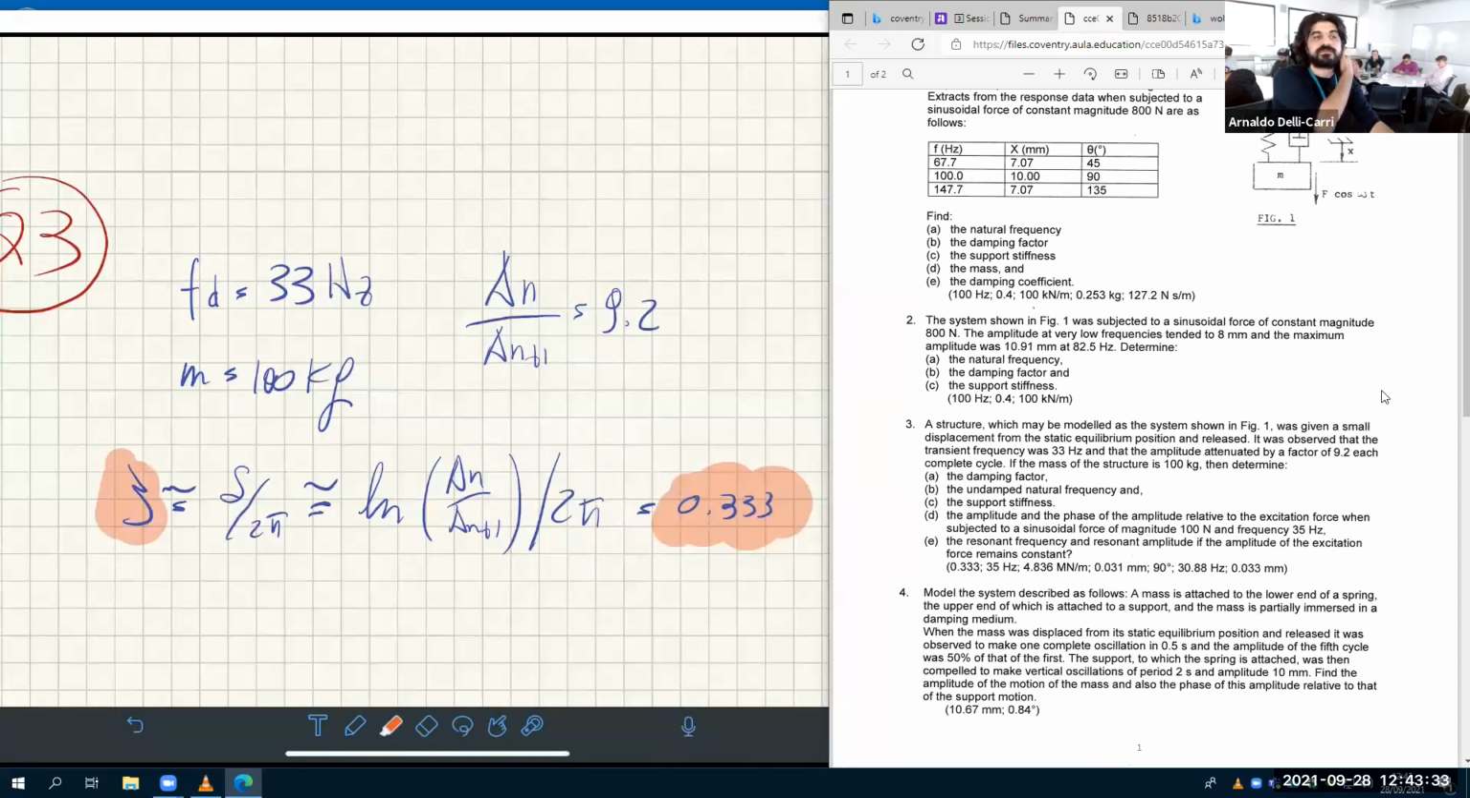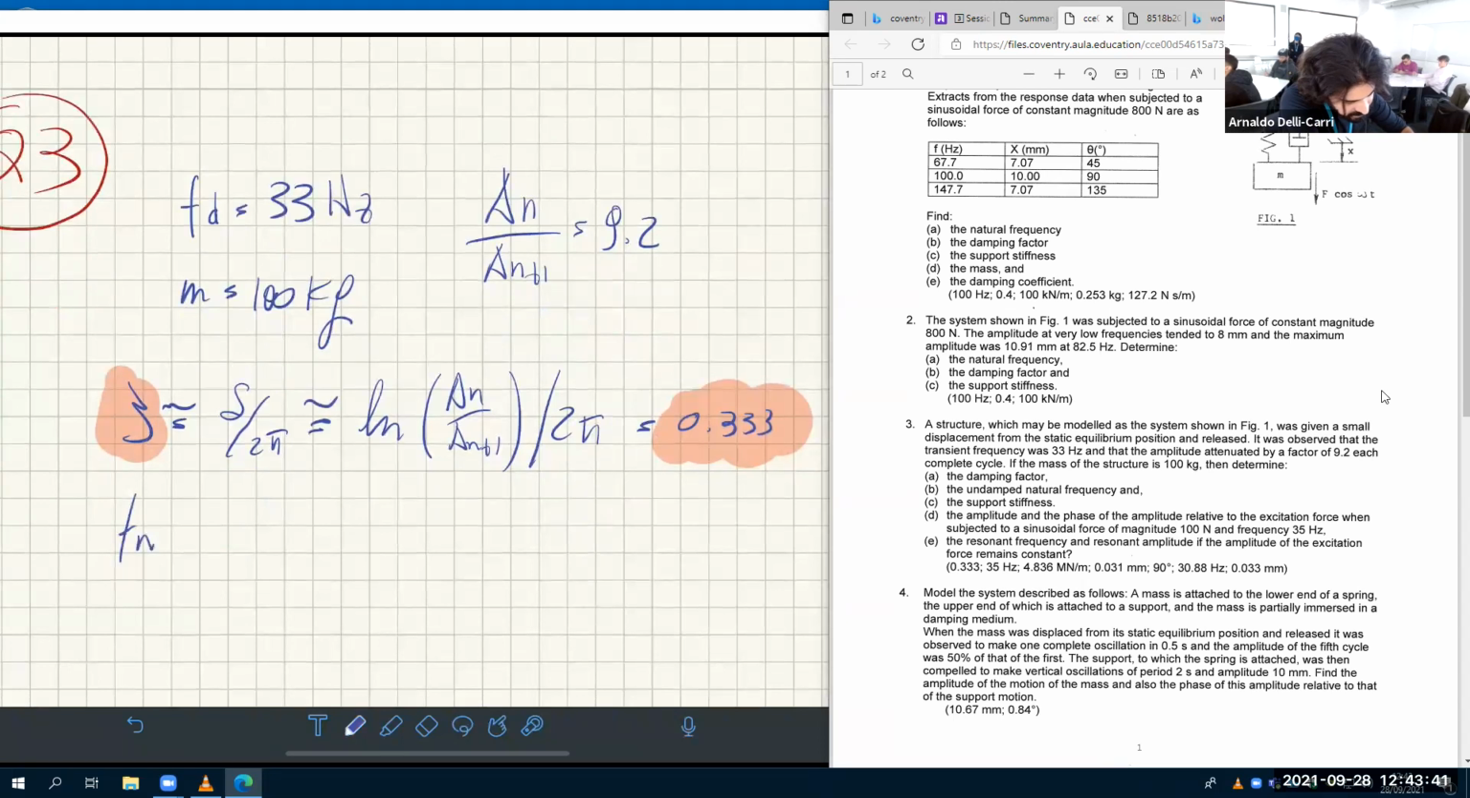Found. Undamped natural frequency. How do I find the fn? Well, fn is fd divided by the square root of 1 minus zeta squared. Zeta we just found, fd is there. So this is equal to 35 hertz. Easy.